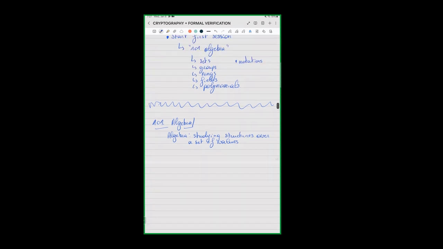There are different structures that exist. There are what we call groups, rings, fields, polynomials. Polynomials is just a kind of ring. There are many others, but mostly what we're going to study here, top of my mind, are going to be these ones.